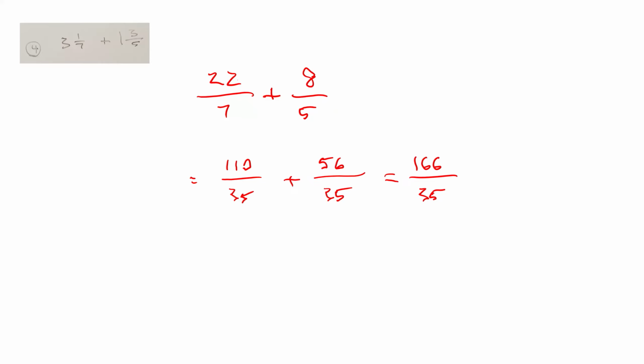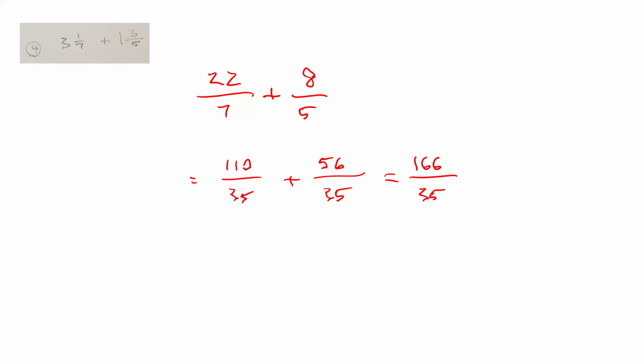166. Now, that's the answer, but it's not our final answer. We have to do two things. We have to simplify where we can, and because we have an improper fraction, we would want to convert to a mixed numeral. Now, whether you convert to a mixed numeral first and then simplify, or simplify first and then convert to a mixed numeral, that is entirely up to you.